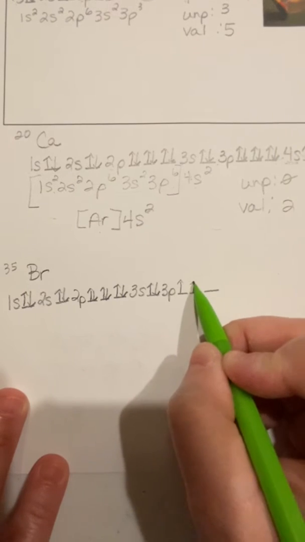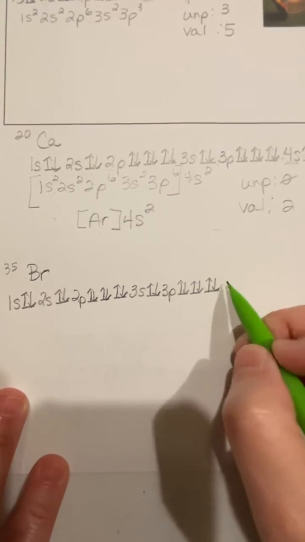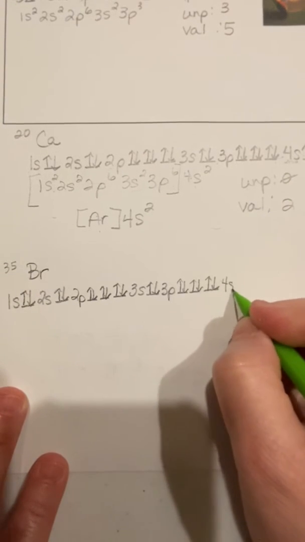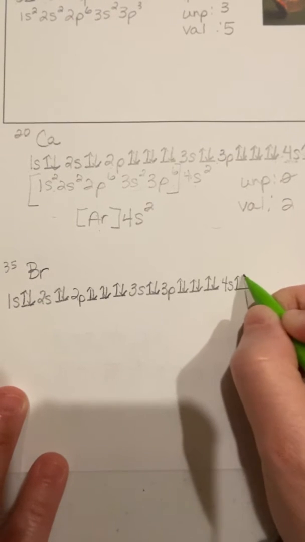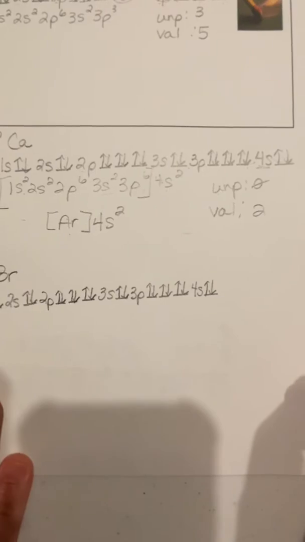There's 13, 14, 15, 16, 17, and then 18. And then again, my next one, even with calcium up there, is 4s, gets filled. There's 19, and there's 20. Okay, so I'm going to try to keep going across and moving my thing across.